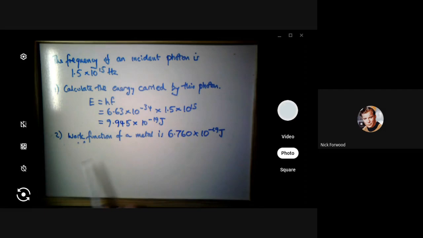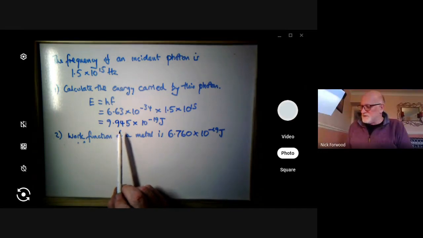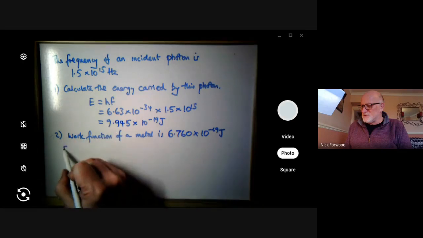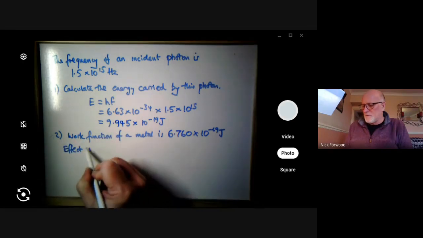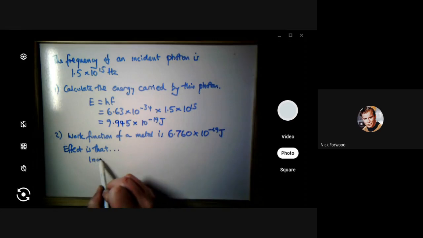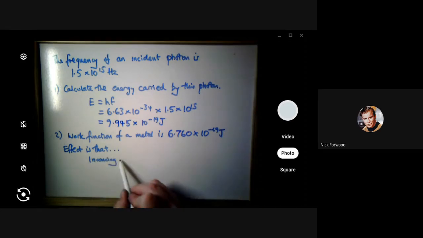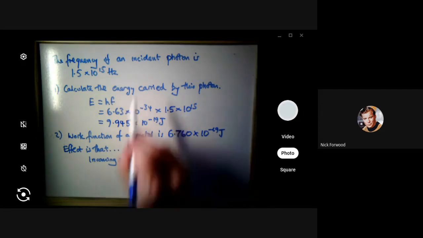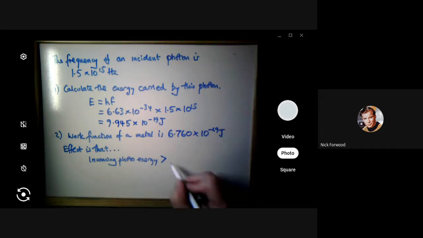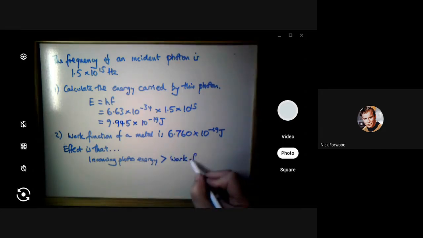But this is much bigger than that, so the extra energy is going to get converted into kinetic energy. So the effect is that we've got the incoming or incident photon energy. It's entirely appropriate to mix your words. You can use incident, you can use incoming, it doesn't really matter. The incoming photon energy is bigger than, you'll be aware of that bigger than symbol from maths, the work function. So we're going to look at option 3.